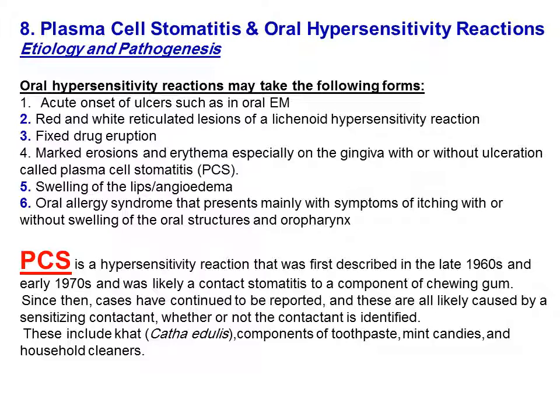Plasma cell stomatitis is a hypersensitivity reaction that was first described in the 1960s and early 1970s. It was likely a contact stomatitis to a component of chewing gum. Since then, cases have continued to be reported, and these are all likely caused by a sensitizing contactant, whether or not the contactant is identified. These may include gum, components of toothpaste, mint candies, and household cleaners.